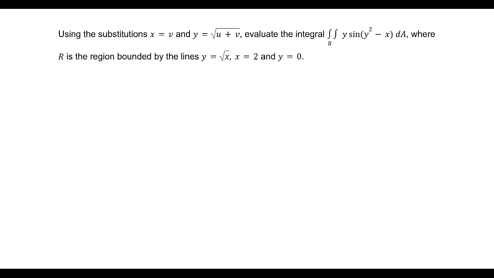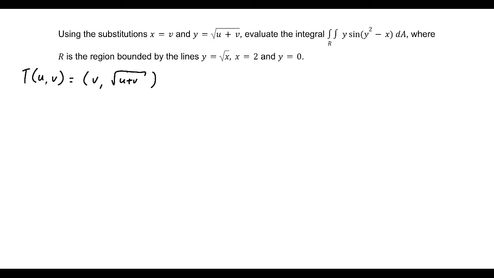So first, let's go ahead and just write what that transformation is. The transformation T of (u, v) is equal to (v, the square root of u plus v). That's based on our x equals and y equals relationships we have in this question. That'll be important in a minute.